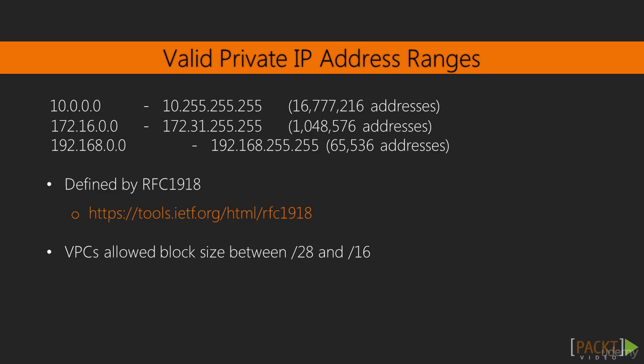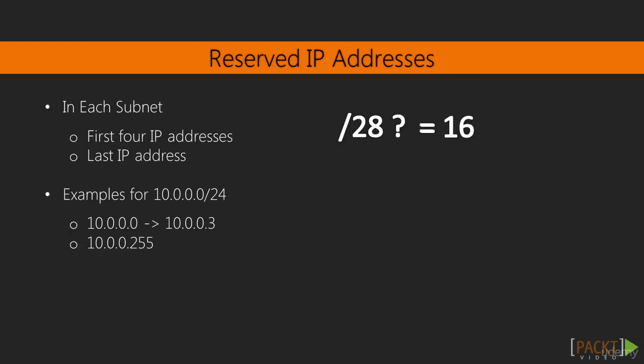For VPCs, we need to specify private IP address blocks. The Internet Assigned Numbers Authority has reserved certain IP address ranges to be used for private IPs. So the CIDR blocks for your VPCs need to fit into these ranges. On AWS, VPCs can be made as small as /28, which is 16 addresses, all the way up to a /16, which is 65,536 addresses. However, think twice before you create a VPC as small as a /28.